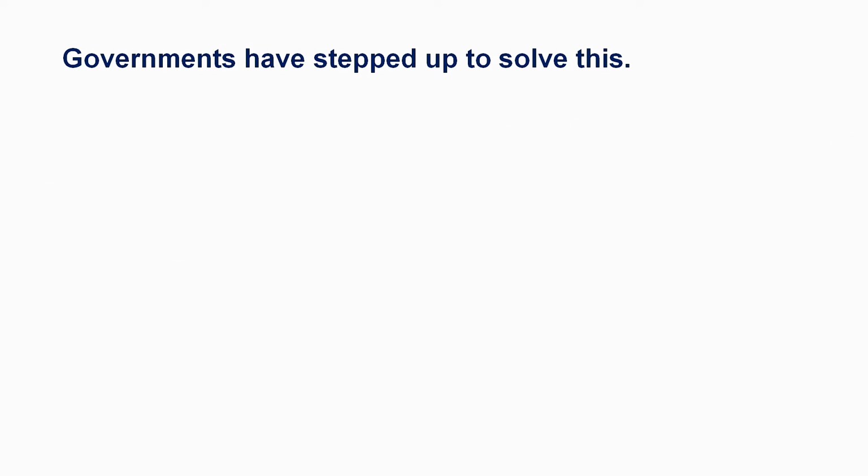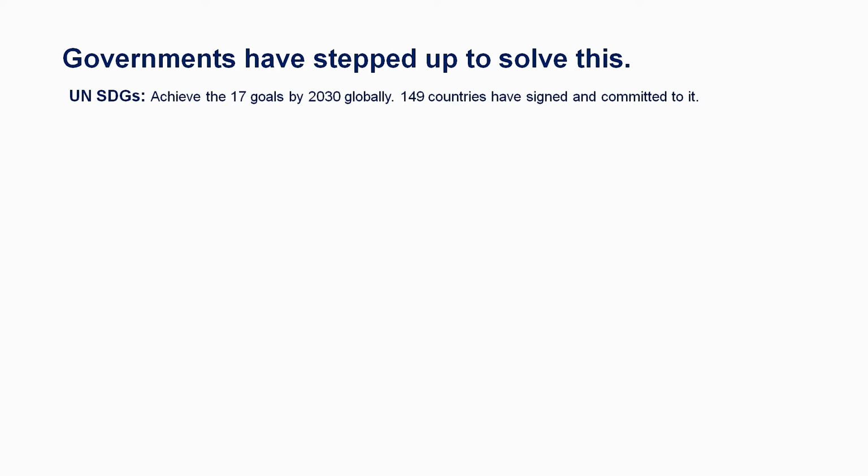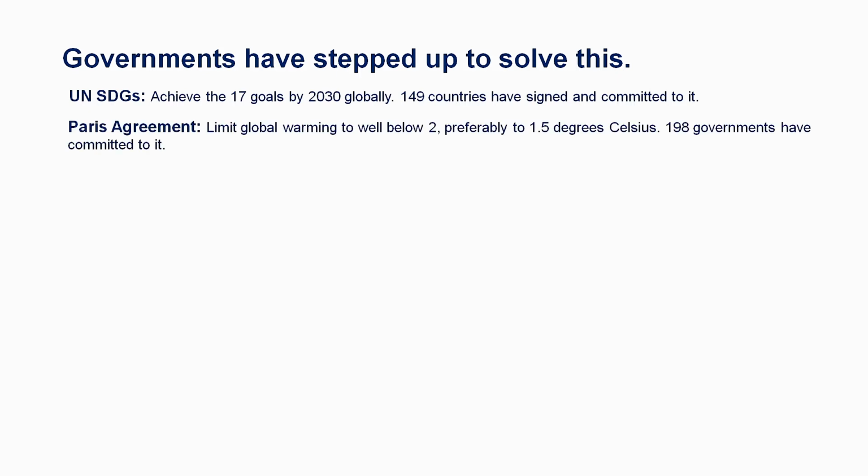And how did the governments do it? First, of course, you've heard of the United Nations Sustainable Development Goals. These are 17 goals, already known. It's part of the Vision 2030, and 149 countries have committed to it. And then there's, of course, another major one, which is the Paris Agreement, that is trying to limit the emissions or the global warming, or at least the temperatures around the world, to below 2 degrees, but preferably, of course, at 1.5 degrees. And that is the race that everybody is trying to run. And 198 governments have committed to it.